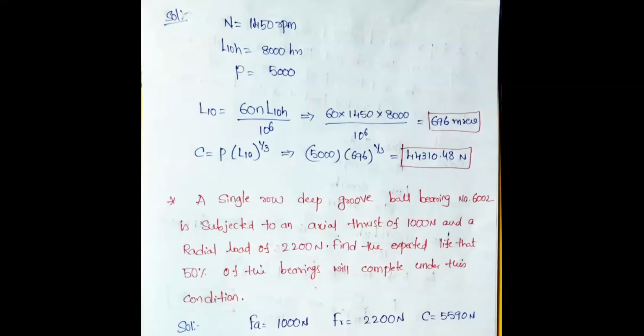To calculate it, first you get the value of L10 as usual. L10 equals 60 into n into L10H divided by 10 power 6, and the value is 696 million revolutions. Then you can directly calculate the C value. C equals P into L10 power 1/3. You will get the answer 41310.48 newtons. Same problem, same relations we are using.